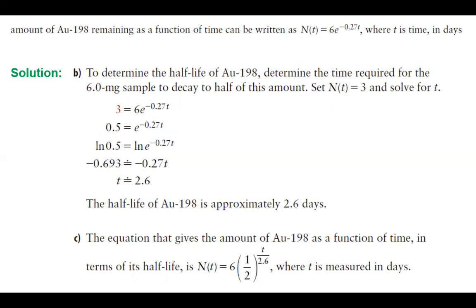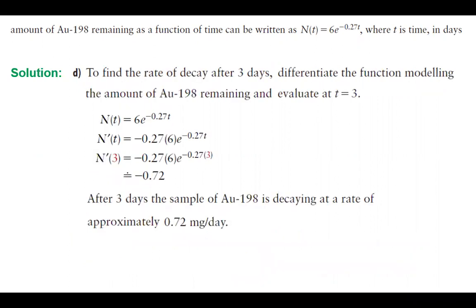Okay, question C, the equation that gives the amount of AU198 as a function of time in terms of its half-life is N(t) equals 6 times 1/2 raised to the power of t over 2.6, where t is measured in days. Do you have any questions? No? Okay, then let's consider the last one.